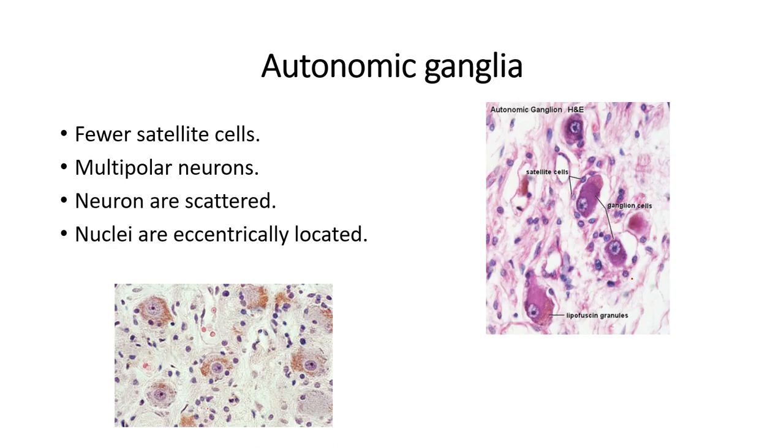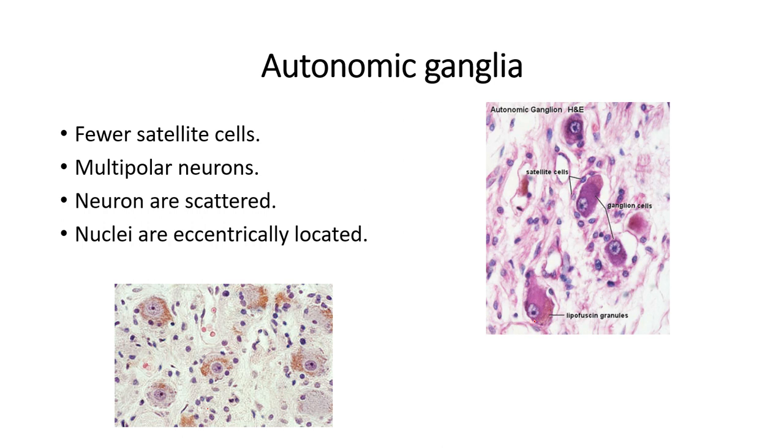Whereas in autonomic ganglia, you can appreciate that this is a ganglion. It has fewer satellite cells, whereas in sensory ganglia it was totally covered. It has multipolar neurons, so sometimes it looks like a star shape. The neurons are scattered. As in the previous, it was closely packed. Here the neurons are scattered.